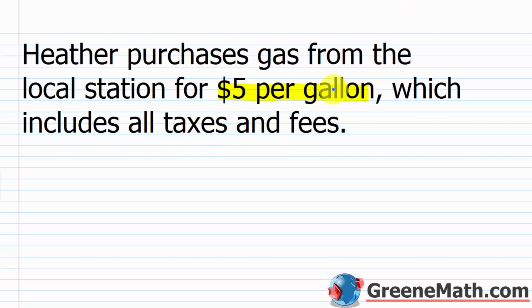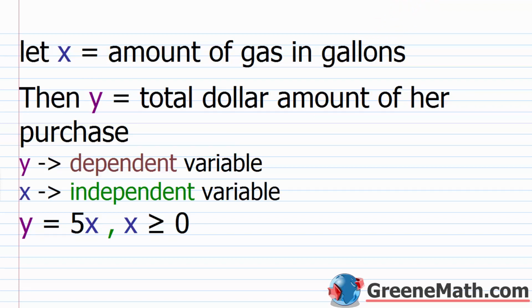So let's set up a little equation, and we're going to use x and y. And I've already pre-written this stuff for us. So we're going to let x equal the amount of gas in gallons that she's going to choose to purchase. And then y is going to equal the total dollar amount of her purchase.